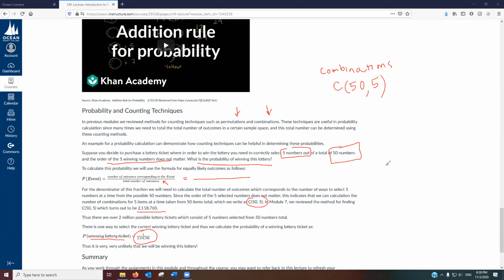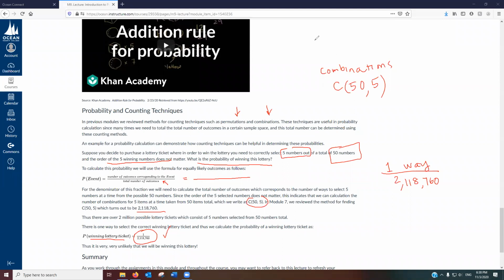So there's one way to pick the winning number out of 2,118,760 possible combinations for lottery tickets. And so that probability is a very, very small probability. And of course, that's why it's almost impossible to win the lottery. The probability is a very, very small number.